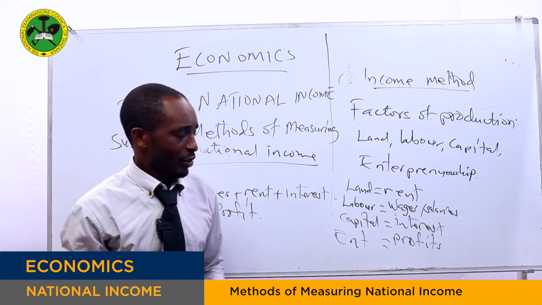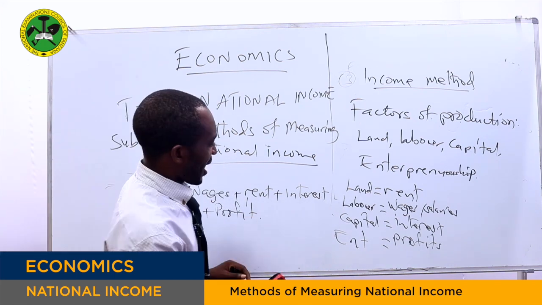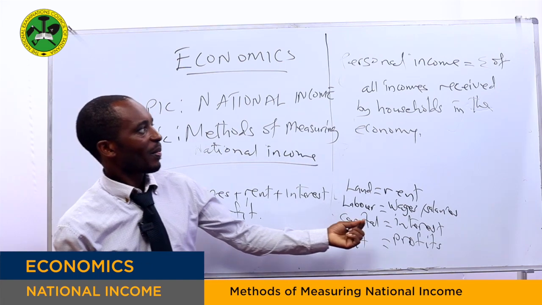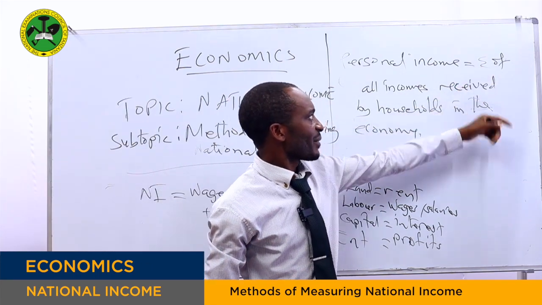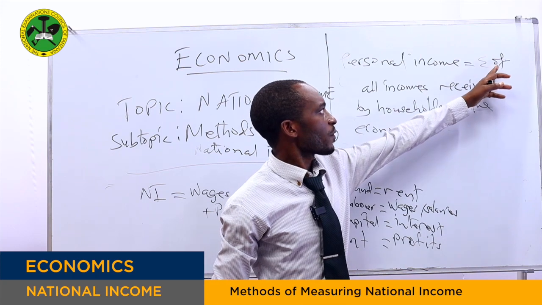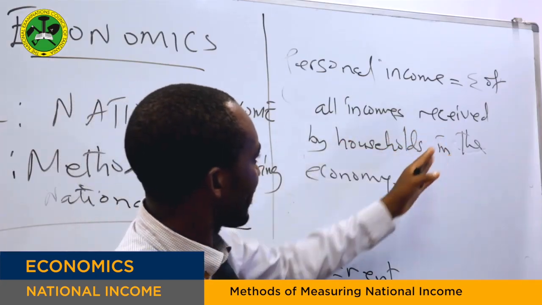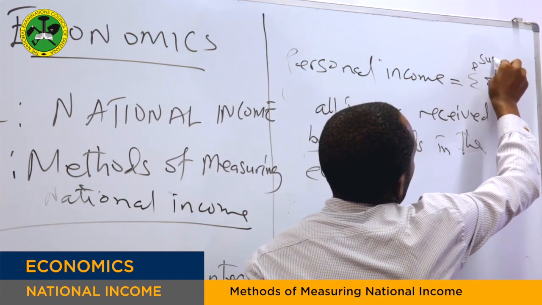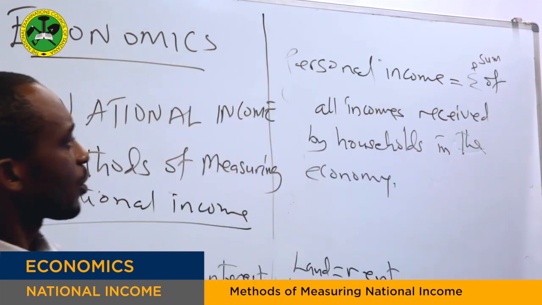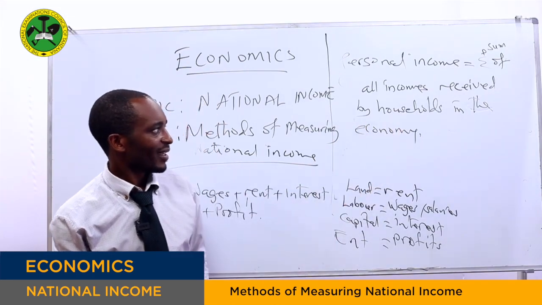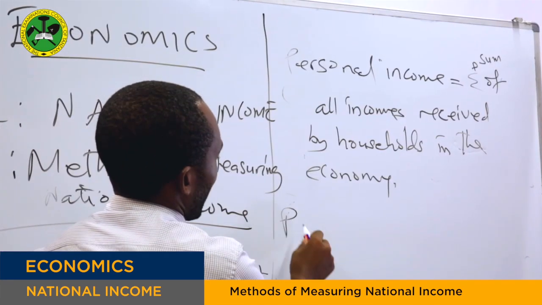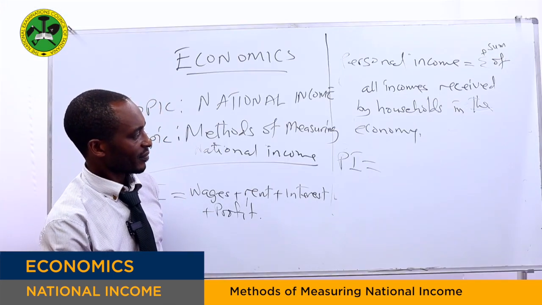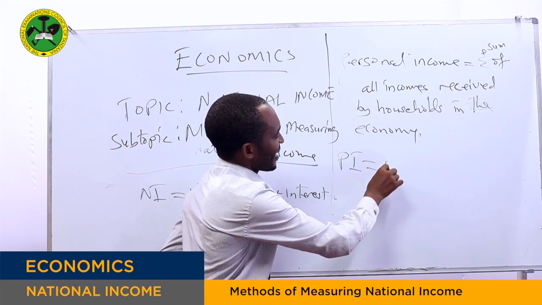So these are the three methods of calculating the national income. Now, let us discuss the concept of personal income. Personal income is equal to the sum of all incomes received by households in the economy. So what does this SIP stand for? Sum. So you take the total of all incomes received by households in the economy. So personal income will be equal to the national income.